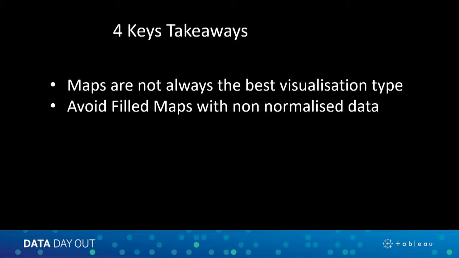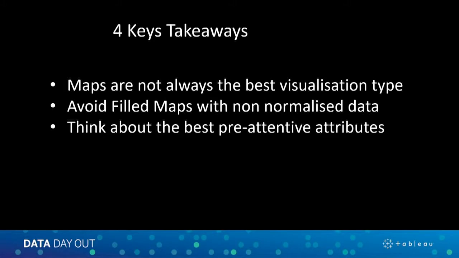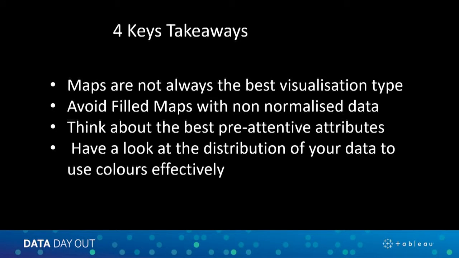Second one is that if you use filled maps, you should try to avoid non-normalized data. Don't put something where the size of the state or the population of the state will impact your numbers. Third one, always think about what are the best representative attributes. Remember, color, size, and shape. And last one, have a look at the distribution of your data to use color effectively.